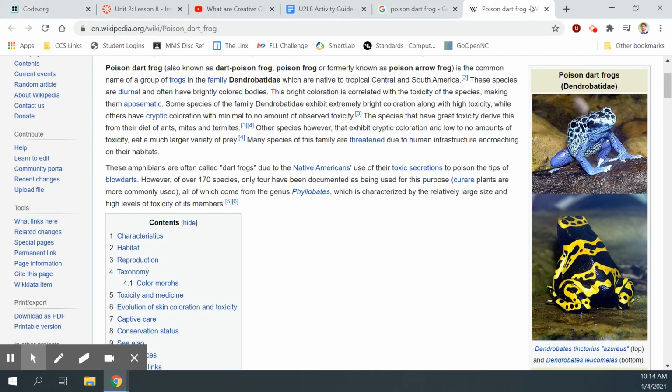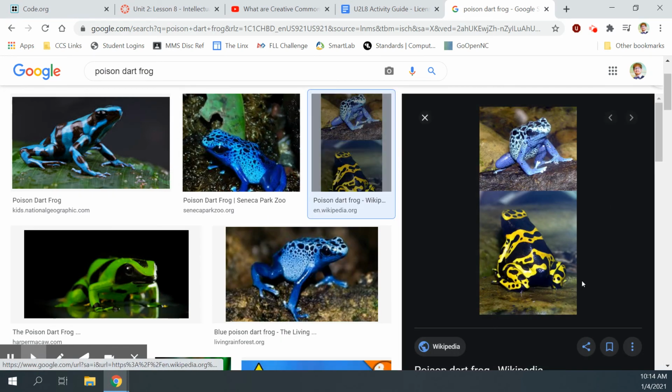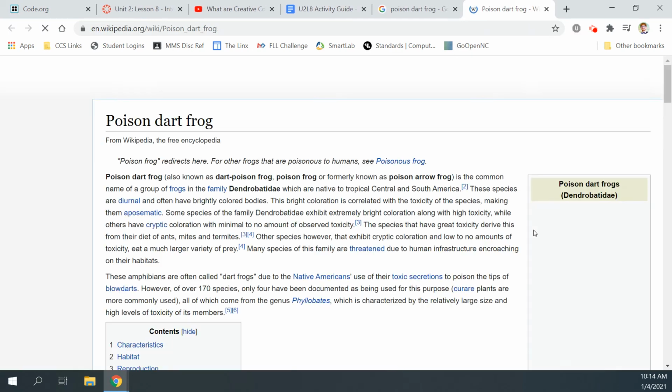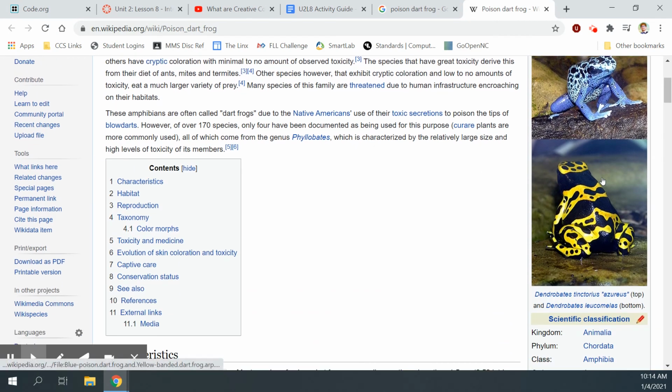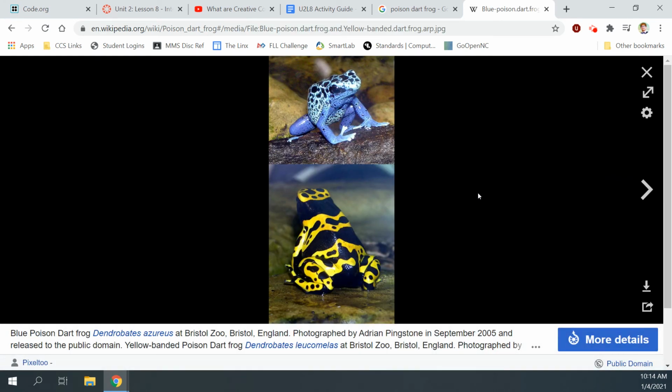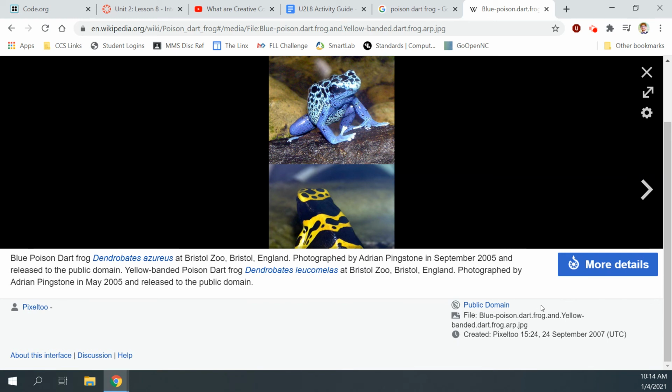And I did that by just clicking. So I get the image to show up larger over here by clicking on that image. And then I click here and it takes me to the website where that image can be found. And if I click here, it gives me the Creative Commons licensing. This one is public domain.